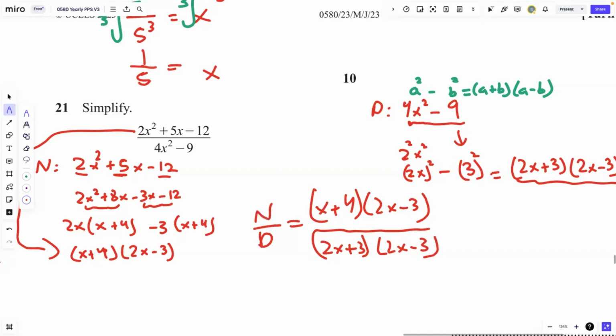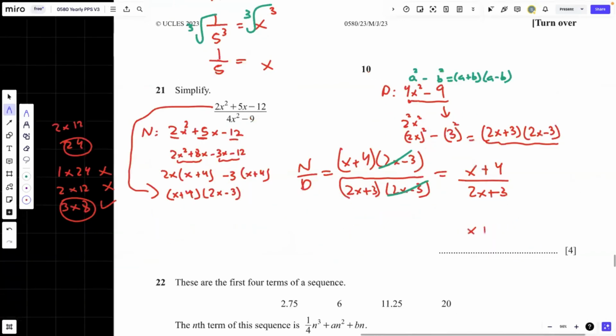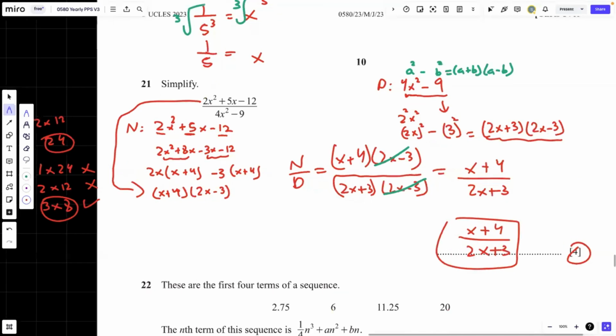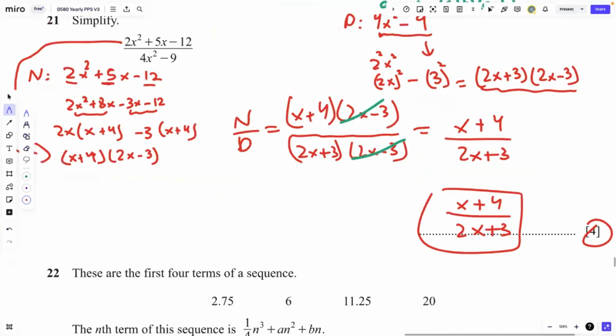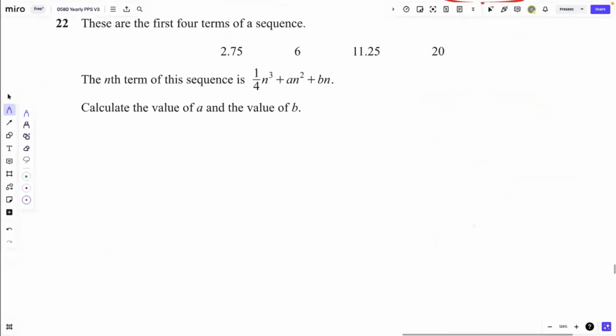Now, notice, is there any further simplification? Yes, there is. We can see the 2x minus 3 and 2x minus 3 can be cancelled out. So we are just left with x plus 4 over 2x plus 3. That's the most simplified form for this answer, and that is the answer that is going to get you the 4 marks. So we use the technique of dealing with the numerator separately and the denominator separately, so that we do not merge them up and get confused and can do the working separately.